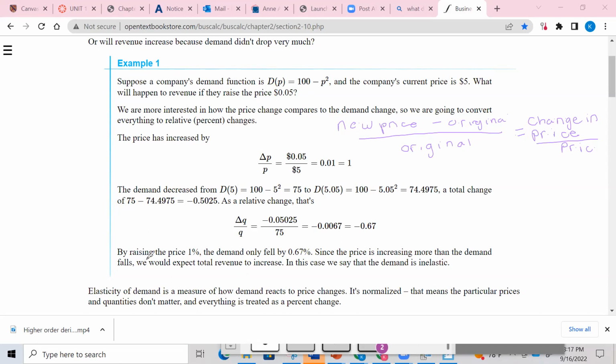So what we're finding is that when we raise the price by 1%, the demand only fell by 0.67%. Therefore, increasing the price doesn't make the demand fall drastically. It only fell a little bit. As a result, we would expect the revenue to still increase. And this is called inelastic.